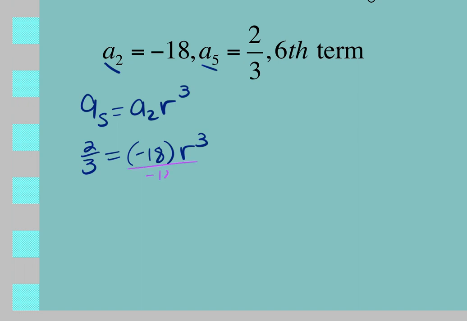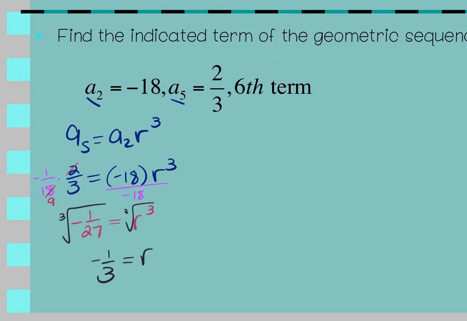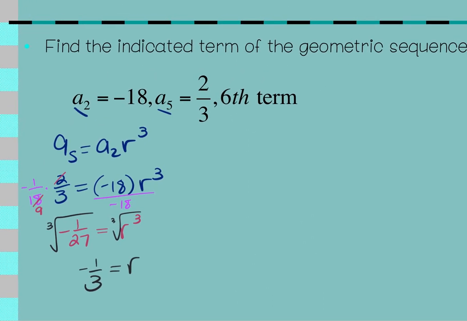Divide by -18 or multiply by -1/18. 2 goes into 18 9 times, and I get R to the 3rd equals -1/27. And I cube root, and the cube root of -1/27 is -1/3. Now I can set up my whole equation using 2 and 6.